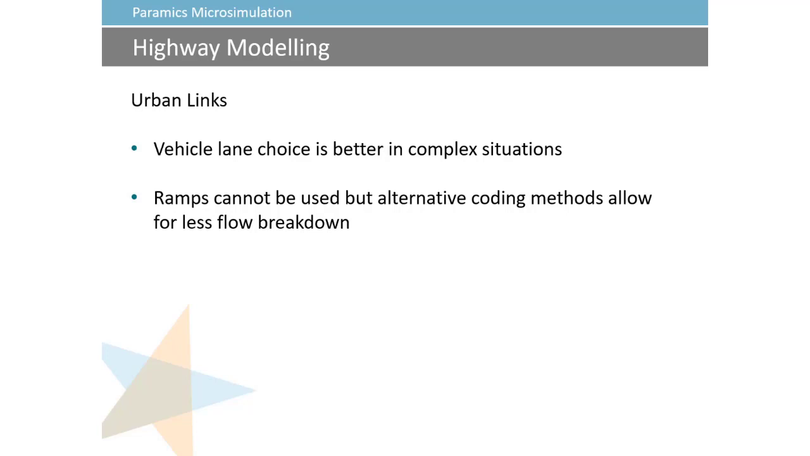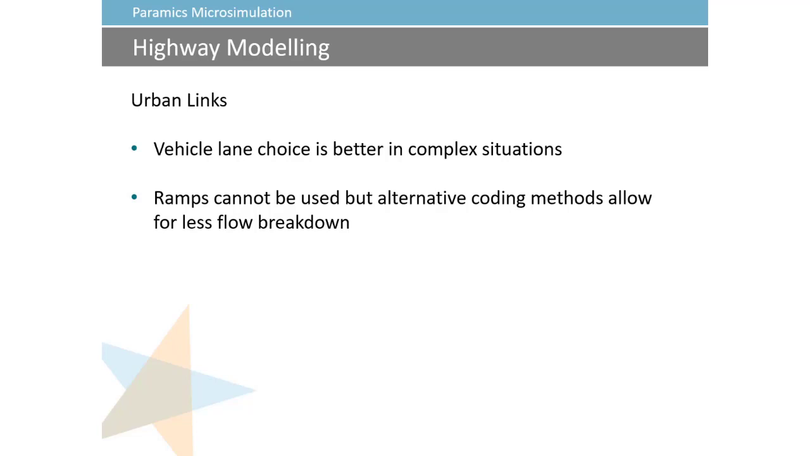So as I said, urban links is the other option. On urban links, vehicle lane choice is better in complex situations. So where you have multiple junctions close together, urban links are often more useful. And although you can't use the ramps function, because that's for highways only, you can reflect ramps using an alternative coding method, which I'll show you in a second.